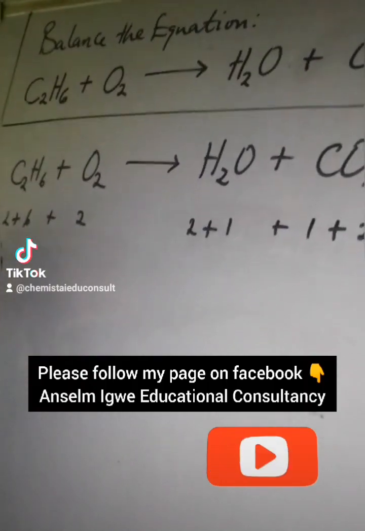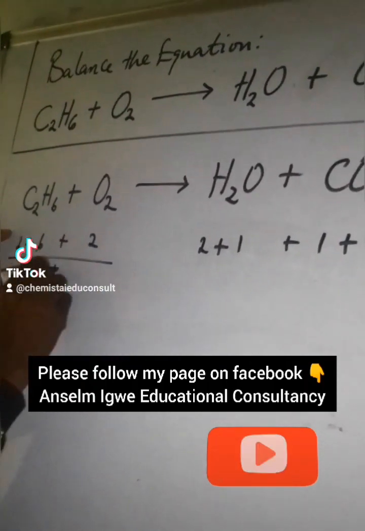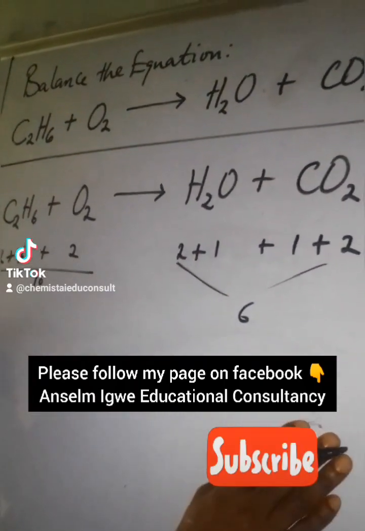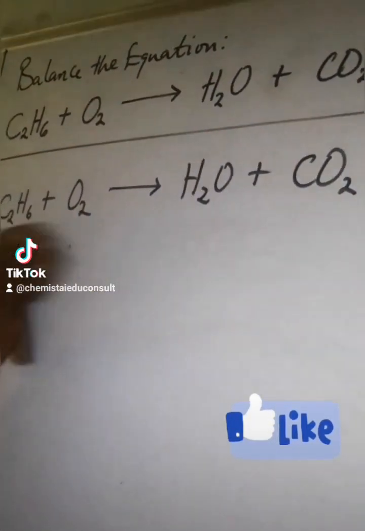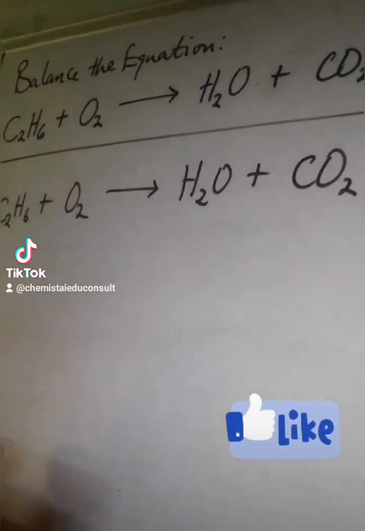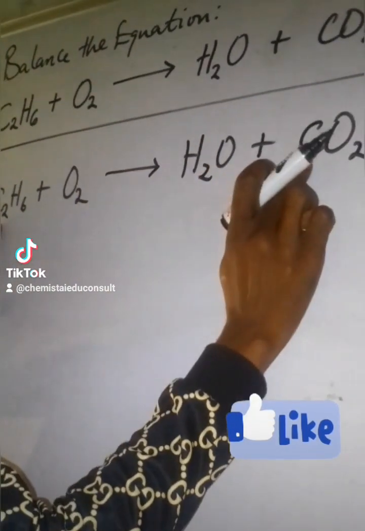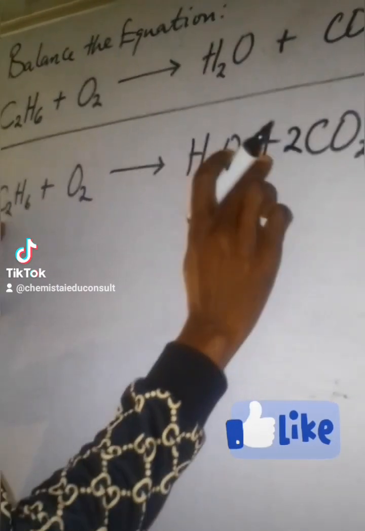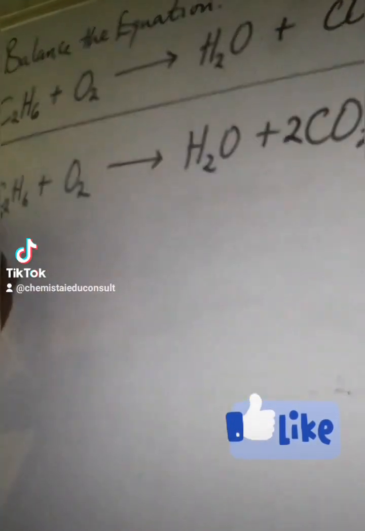So now, coming to the left, 6 plus 2, 8 plus 2, 10. Here, the total number is 6, so it's not balanced. So, having satisfied that the equation is not balanced, we balance it atom by atom. Carbon is 2 here. Coming here, carbon is 1. So, the 1 multiplied by 2 will give you 2. Carbon is now 2 at the right hand side and 2 at the left.